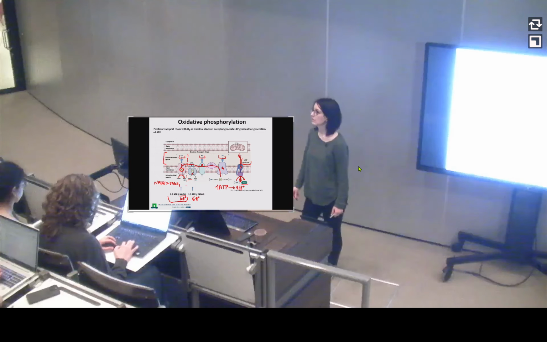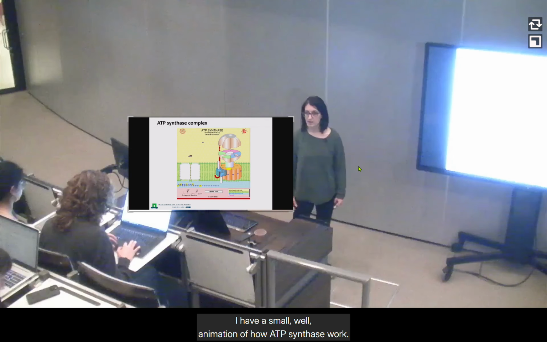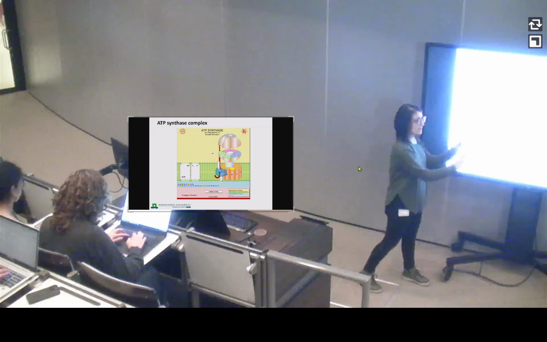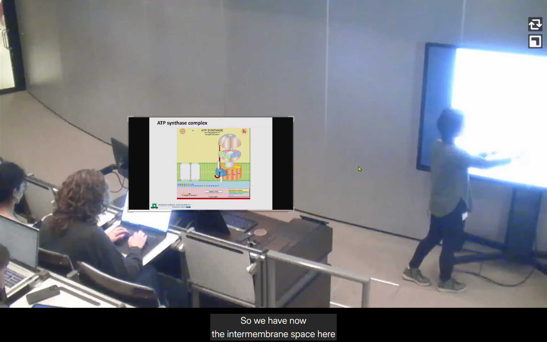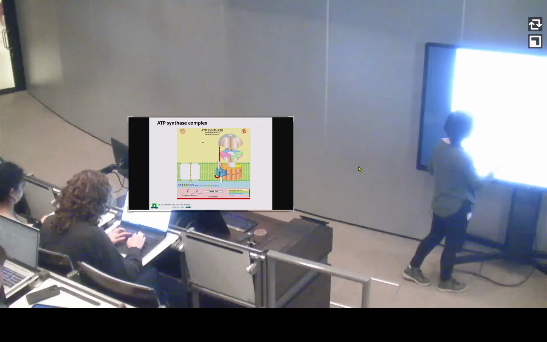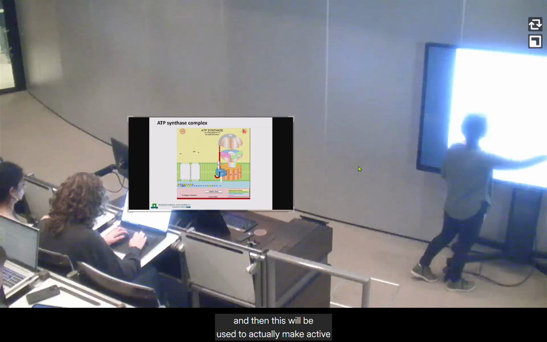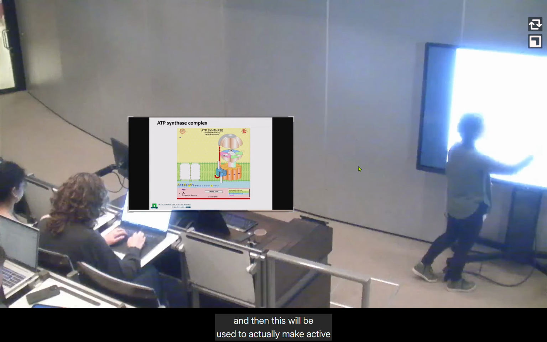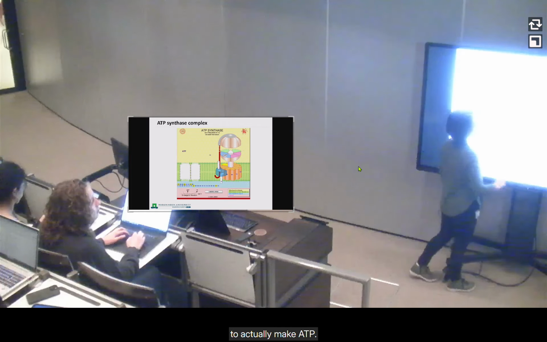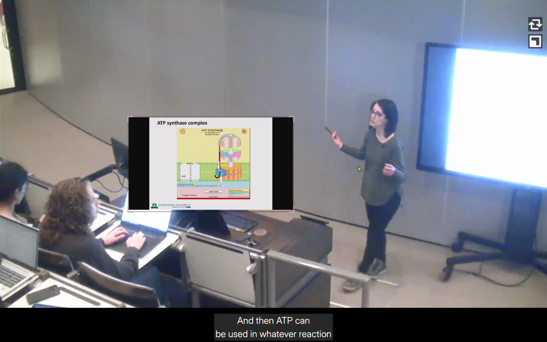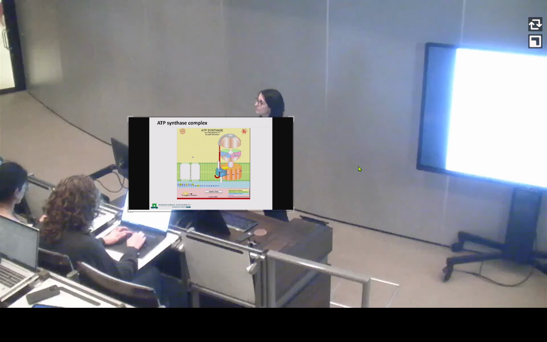Okay. I have a small animation of how ATP synthase works. Just be aware of the orientation. We have now the intermembrane space here and not there anymore. Protons are accumulating, and then this will be used to actually activate complex 5, and complex 5 will use this energy to make ATP. And then ATP can be used in whatever reaction we want in the cell.